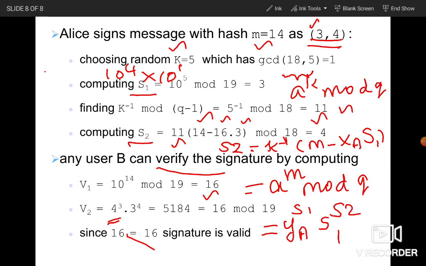Okay, so that's about the ElGamal crypto system. To solve the problem you have to know how to apply the modular arithmetic concepts and how we can calculate the inverse value. Thank you all.